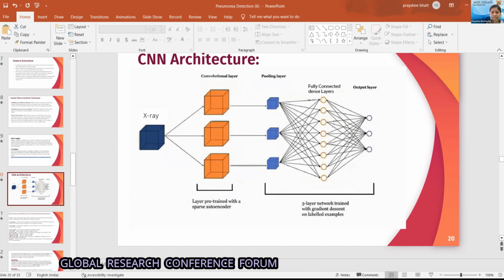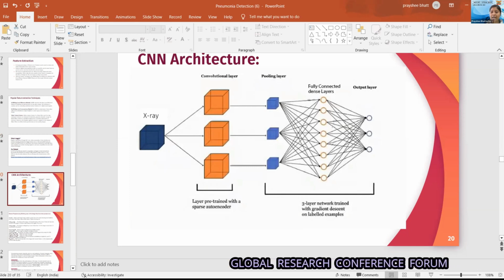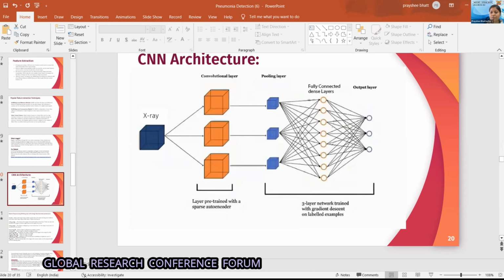For the X-ray image, there are two layers: a convolutional layer and a pooling layer. The convolutional layer is basically for feature extraction, and the pooling layer and fully connected layers are for the further processing.